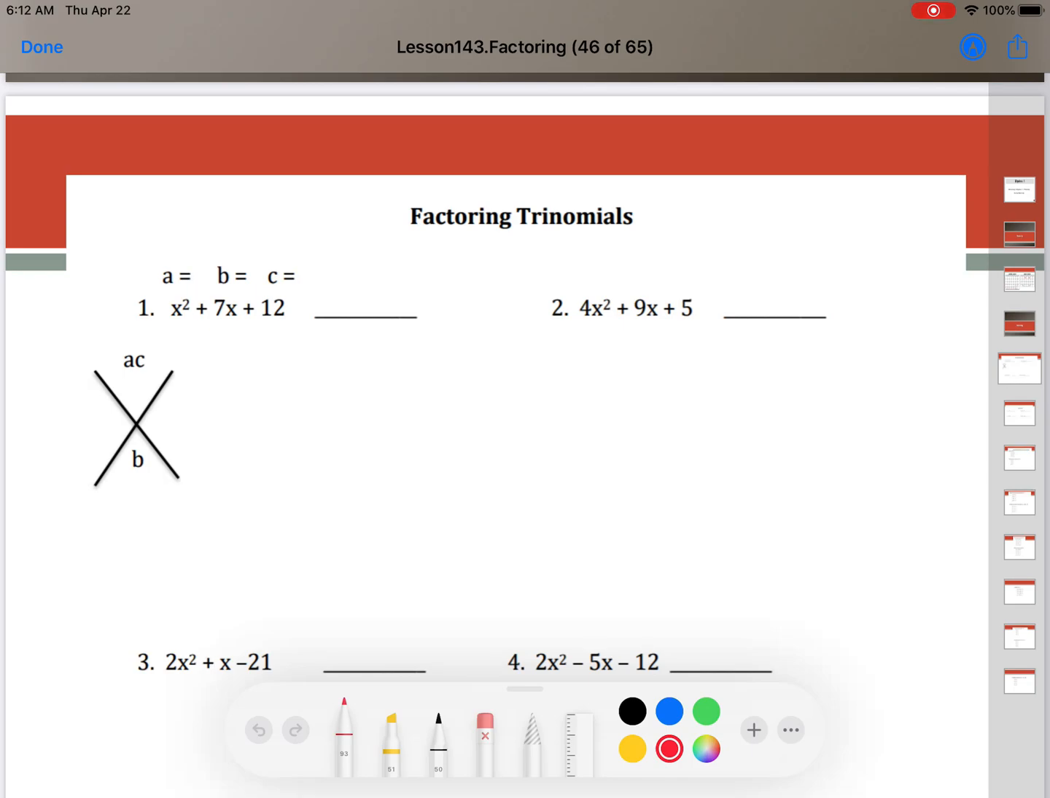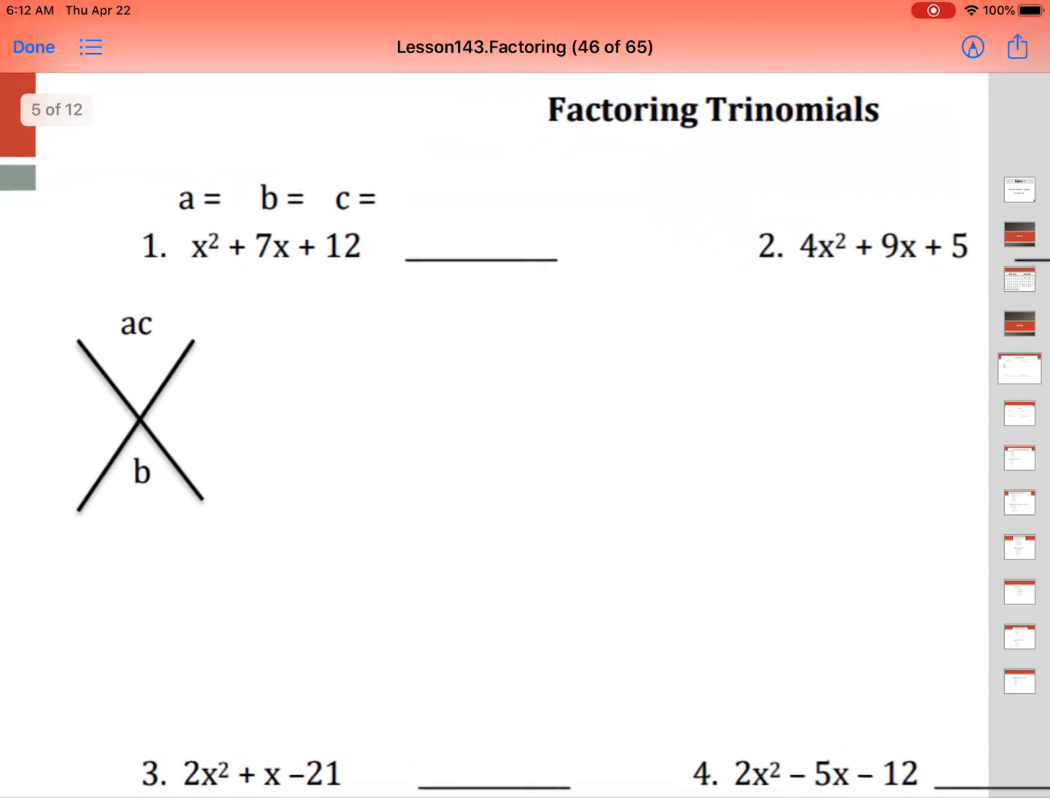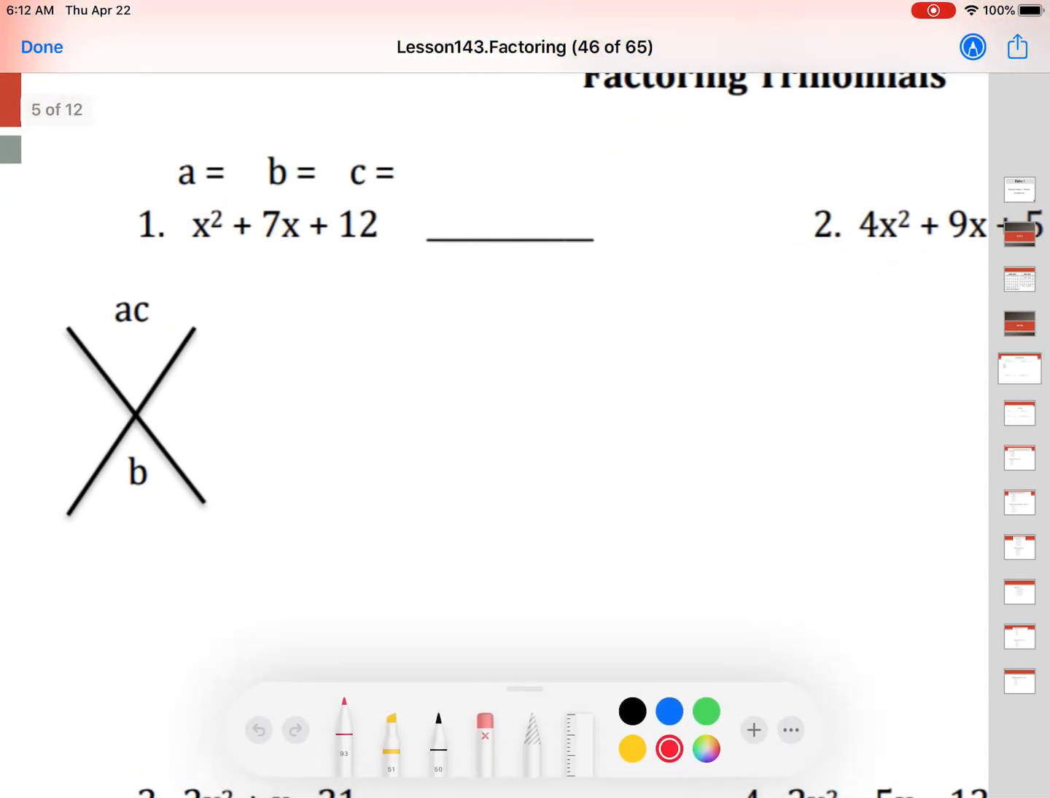So what we have in number 1, when we factor this here, my A, or my number in front, is a 1. There's nothing there, so that's a 1. My B, the number in the middle, is a 7. And my C, my number in the back, is a 12. So what I need to do is multiply my A number times my C number. So 1 times 12 is 12.